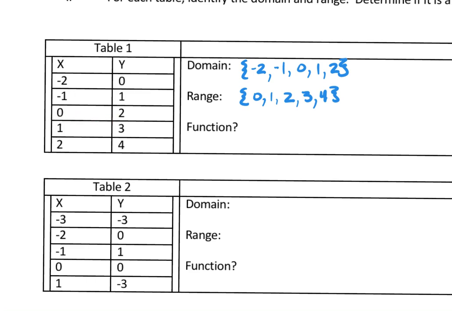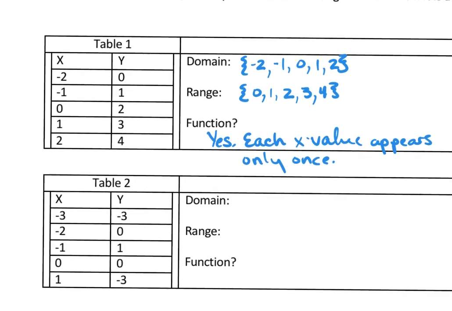And so basically what we have here is if all of these x values only appear once, it is a function. This is what you can do when you were looking at tables. So we say each x value appears only once. Or each x value corresponds to one y value. All right, let's go to table number 2.